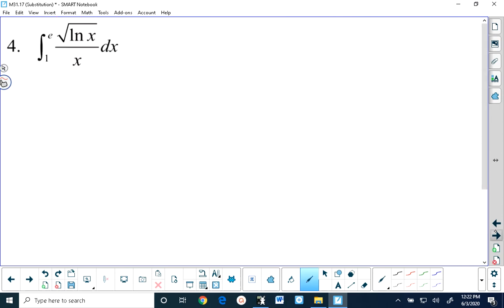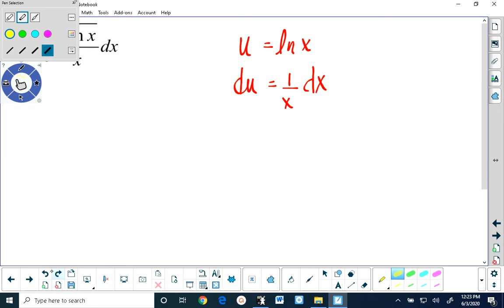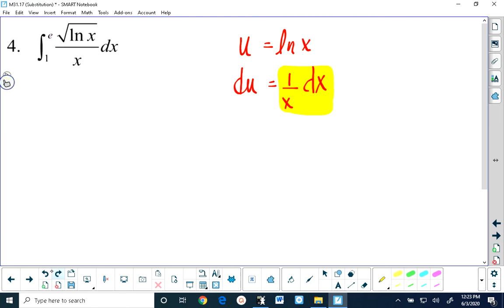One last example. It's a definite integral from 1 to e of the square root of ln of x over x. What I'm going to do in this example is choose for u the ln of x, because then the derivative of u is 1 over x dx. And the reason this is going to work is because 1 over x dx, which is du, is contained within the integral.